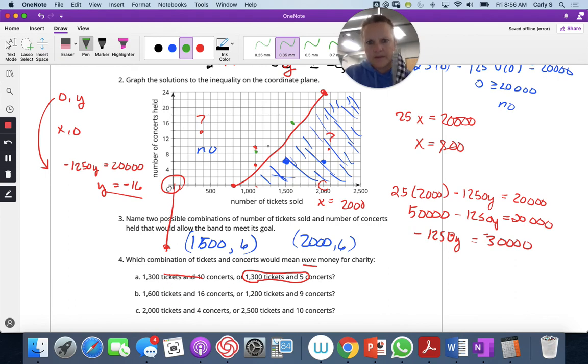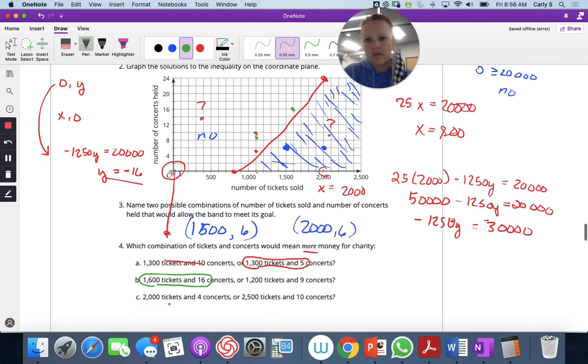Let's see. My line is not drawn well. So if the line were drawn correctly with a straight edge, we would see that that one's actually a better option. And then 2,000 tickets and 4 concerts. 2, 4. Or 2,500 tickets and 10 concerts. 2, 4, 6, 8, 10. Okay, this one's actually more money.